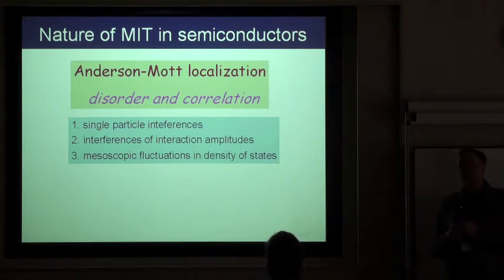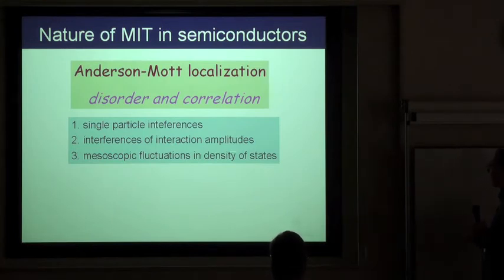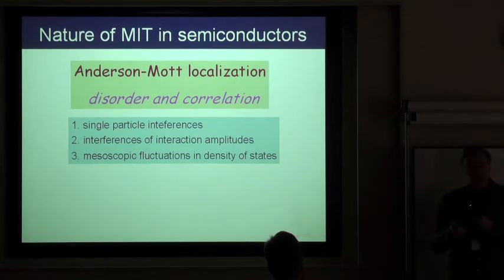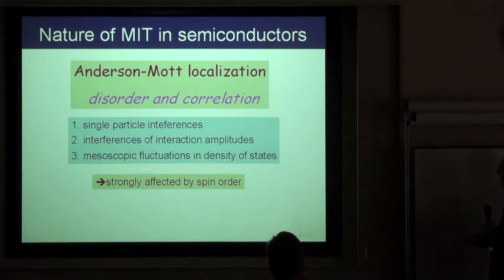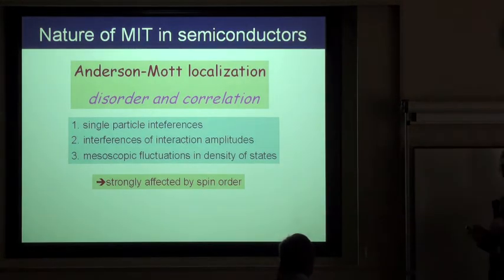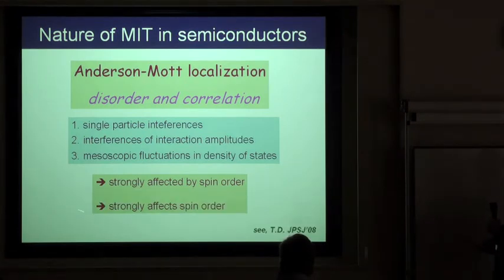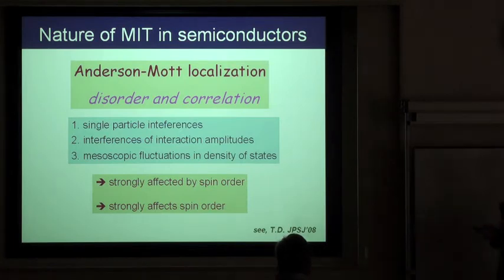And third, a very important ingredient, which we see very clearly established because of conductance fluctuations and other phenomena, is the presence of mesoscopic fluctuations of the local density of states. So there are three ingredients which are very important in any material, in particular in magnetic semiconductors, which contain dopants and carriers. In this kind of material, these interferences and fluctuations are strongly affected by the presence of spin order. Experimentally we saw that when we have spin order, we have a metal-insulator transition, but also, the point I made, that they strongly affect spin order. So there is a mutual effect between the presence of spins and the reason for the metal-insulator transition in the semiconductor.